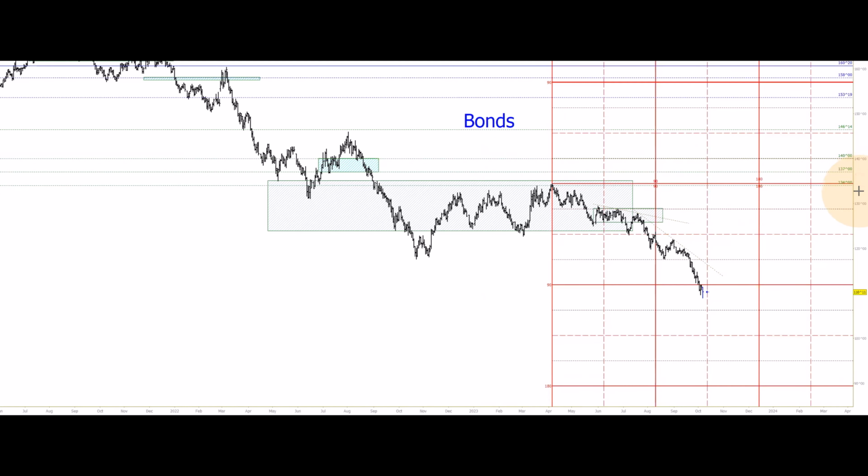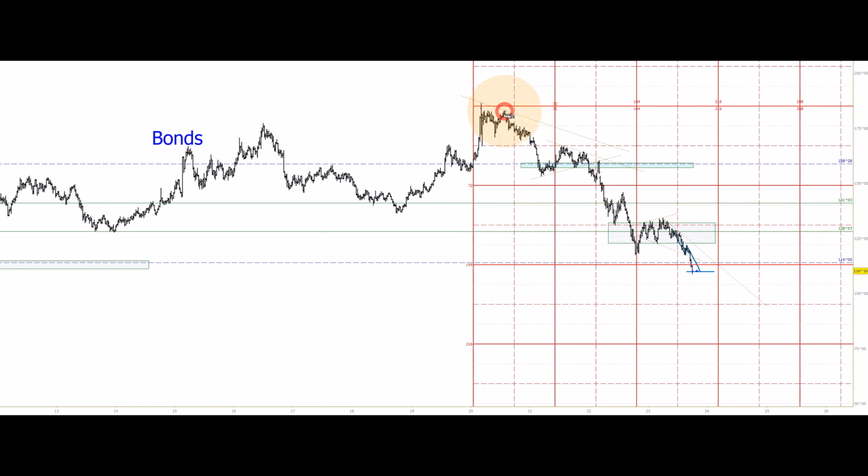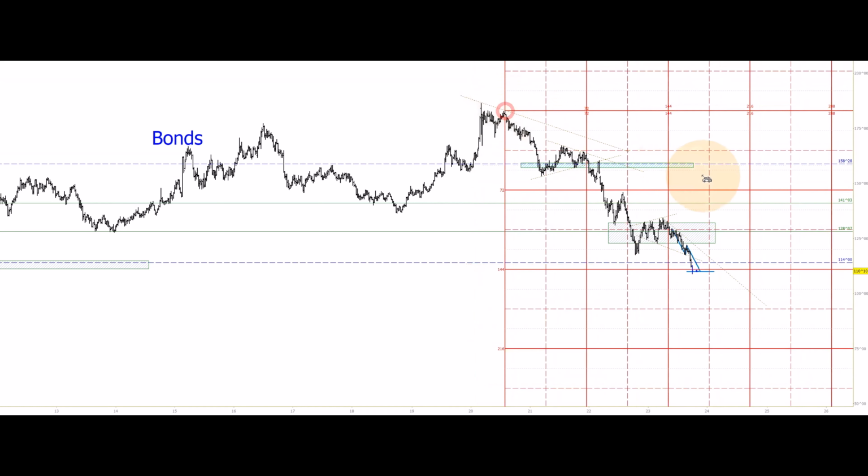Anything you want to add? No, I think you covered it well. Just that, like I said before, there's not a good setup to short, but there's certainly not a good setup to go long right now. And if you don't have a position, exactly. Timing wise, we really didn't square out here, so there's really nothing to talk about.